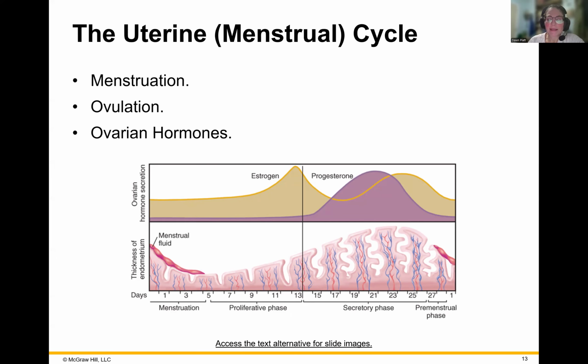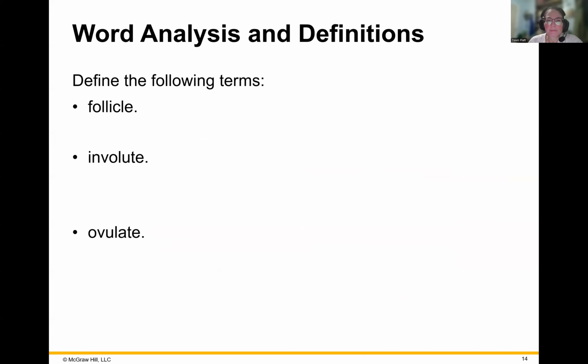And you can see this just shows a picture of the menstrual cycle on page 211 and what happens in the body, and where the estrogen peaks and how that works with the menstrual cycle shown down below. Same thing with progesterone. You can see where it elevates in a small curve, and how it actually works in the menstrual cycle. Other terms, we have follicle, involute, and ovulate.